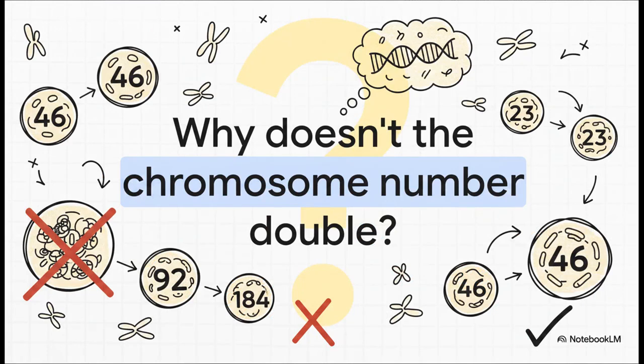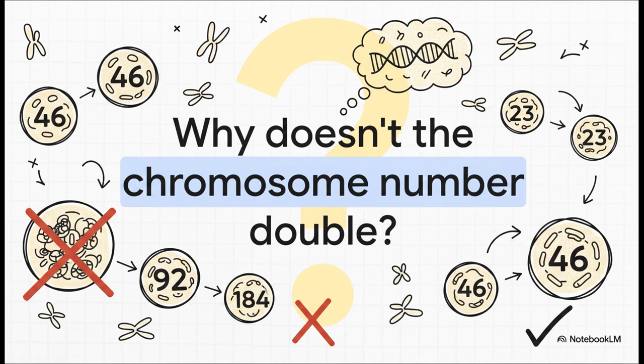So I want to hook you immediately with this biological dilemma. Think back to your class 10 biology for a second. We know that to create fast genetic variation, nature decided to fuse two cells together. But here is the massive math problem. In humans, a normal cell has 46 chromosomes.